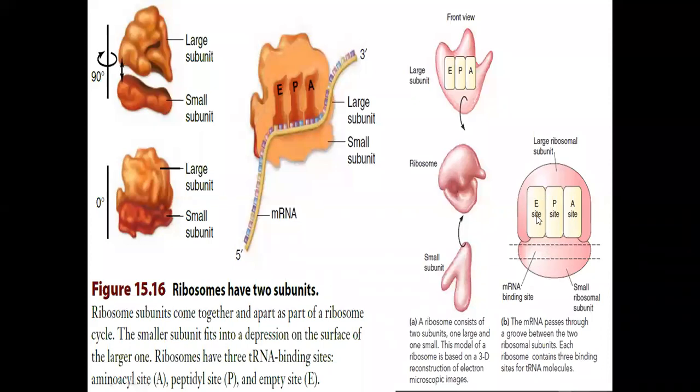So this is simply showing the binding sites. I have the E site, P site, and the A site. And this is the larger subunit of the ribosome, and then we have the smaller subunit of the ribosome. When the large subunit and the smaller subunit bind together, there's a groove that is formed. And the messenger RNA will pass through that groove between the 2 ribosomal units.